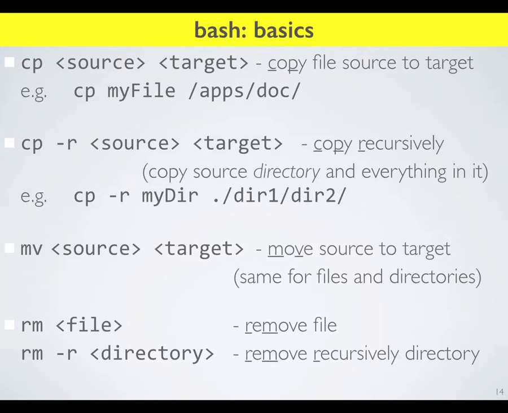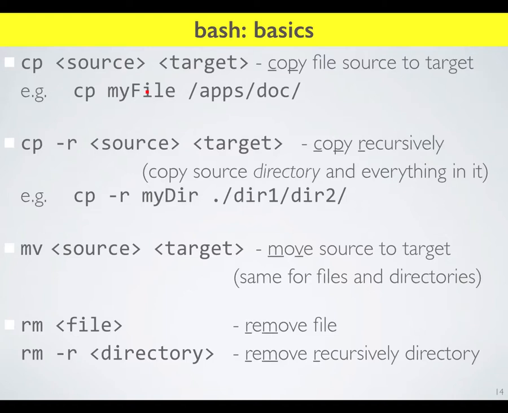cp stands for copy, and you copy a source file to a target. So maybe you want to copy a file called myfile in your current directory to a location /app/doc. This would copy myfile into /app/doc, and once you execute that command, you can navigate there and see that there's a copy of this file in that location.